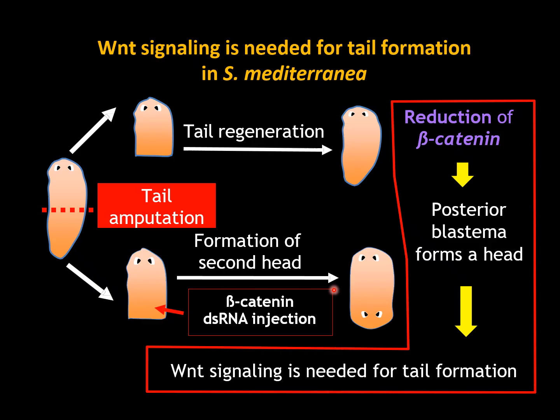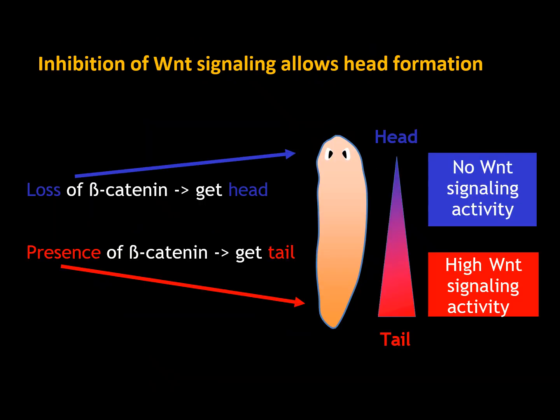In other words, it seems that there is a formation of a second head due to the reduction of the beta-catenin expression. So it seems that there is a morphogen here. There should be no expression of beta-catenin in the head, and there should be a high expression in the tail. And in that way, the flatworm is able to detect what is the head and what is the tail.